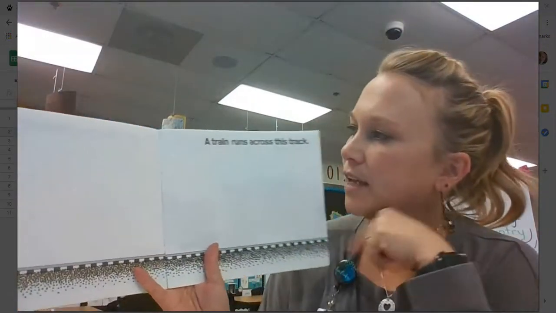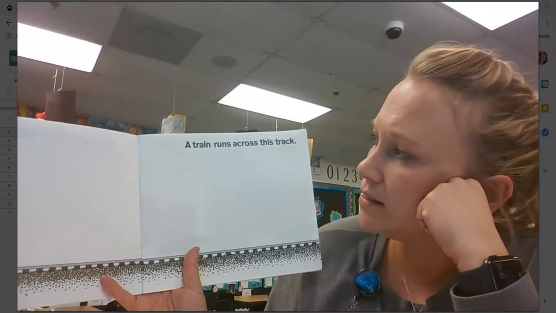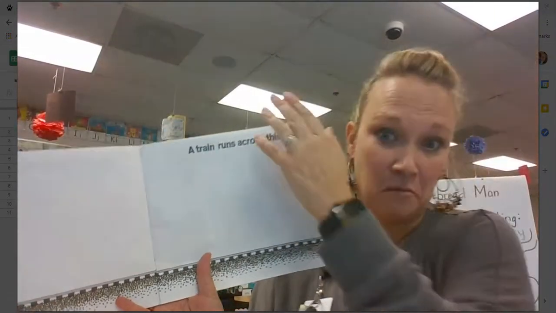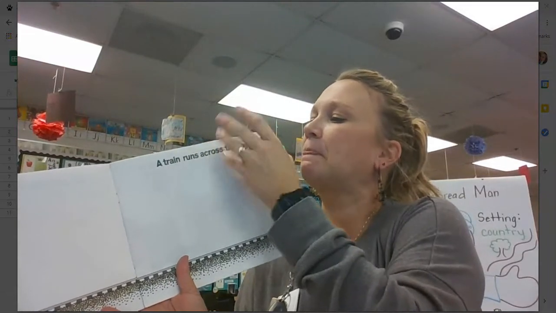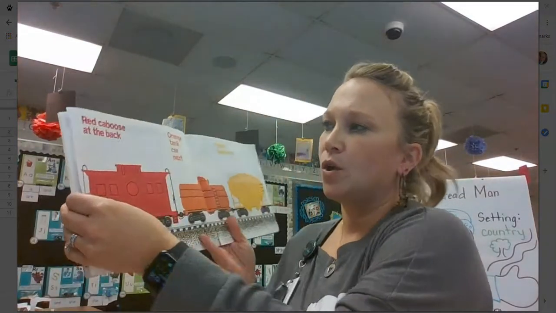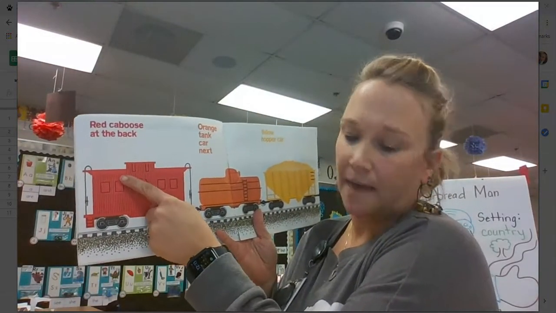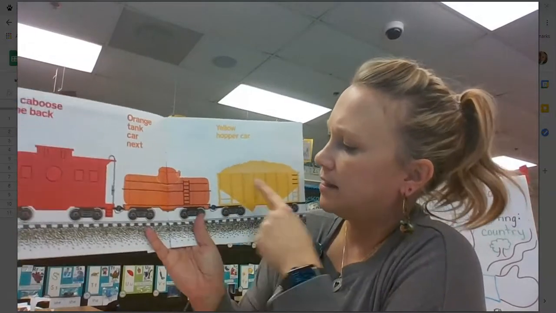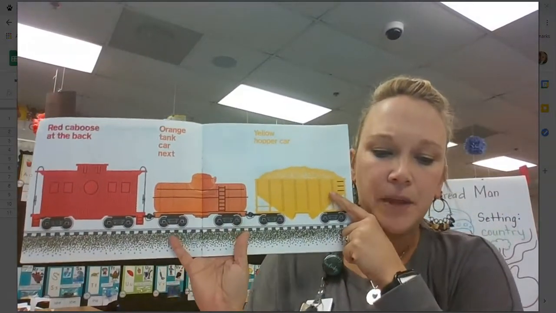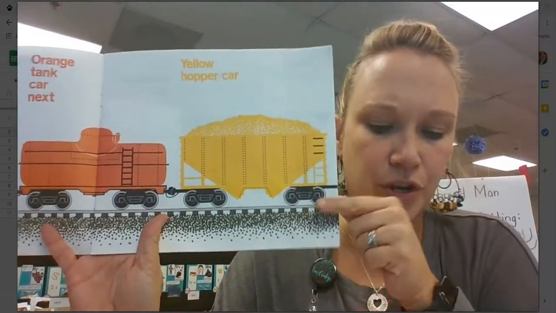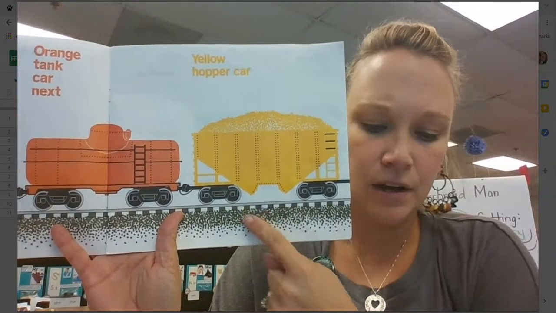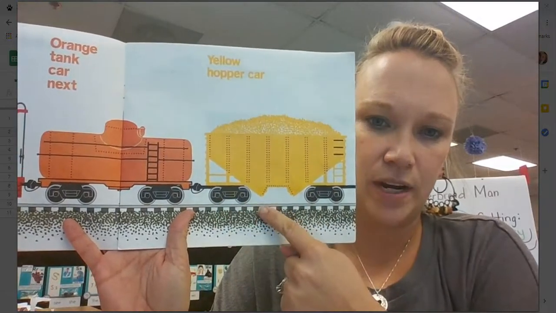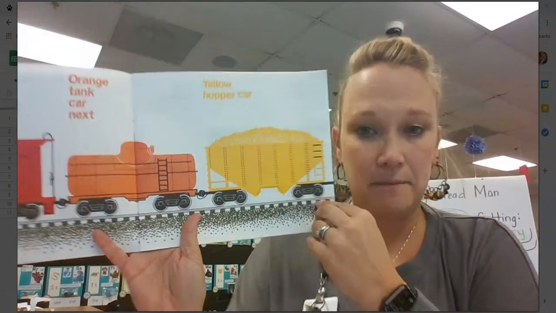Freight Train. A train runs across this track. Red caboose at the back. Orange tank car next. Yellow hopper car. A hopper car is a train car with an opening at the bottom for unloading. So all of the stuff that's inside the train car, you can unload it through this opening at the bottom. Kind of cool.